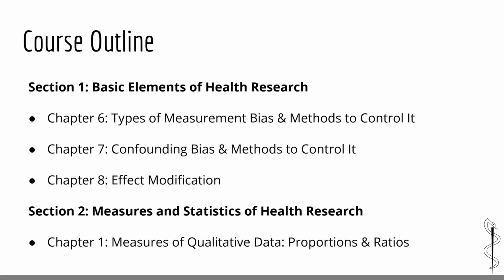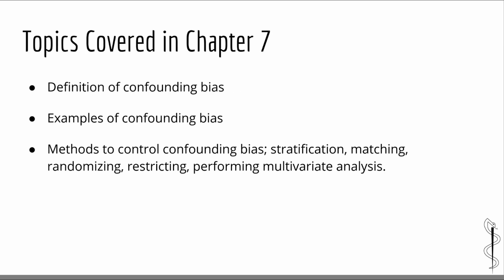In this chapter, we are going to talk about the last major category of bias, the confounding bias. Specifically, we are going to define the confounding bias, then we're going to go over some examples of confounding bias, and we're going to finish off by going over all the different techniques used to control for the confounding bias.